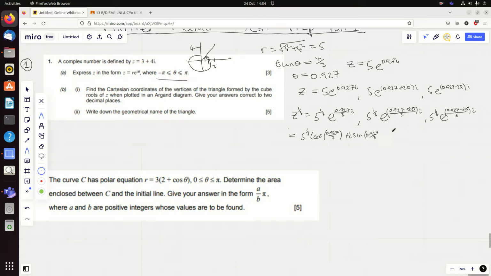And that's the easiest one to get. I'm just going to work out what that actually is. When you do it on a calculator, you should get 1.63 plus 0.52i. Now, if you're using the exact 0.927, not the rounded one, use inverse tan of 4/3 and divide that by 3, and press cos and press sine, and that should give you those to 2 decimal places after you've timed it by 5 to the power of a third.